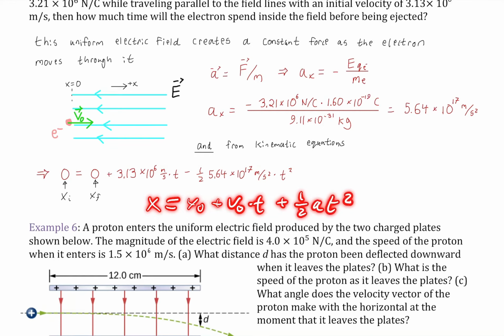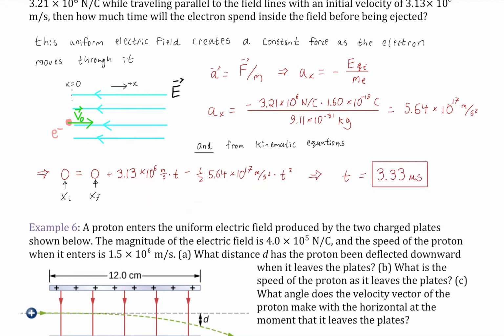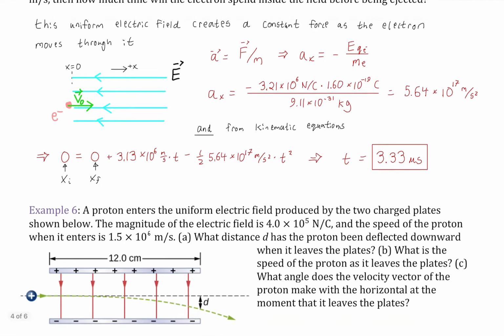Okay. So it's got some initial velocity. It's got an acceleration in the opposite direction, which is where the negative comes from. And we're just going to solve for t, all right? And we do that either using the quadratic equation or graphing it. We get 3.33 microseconds. So 3.33 millionths of a second. That's how much time it spends in the electric field before being ejected. Okay? All right. Looks good.